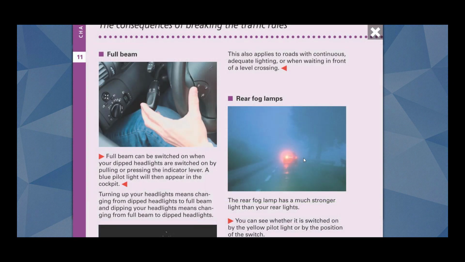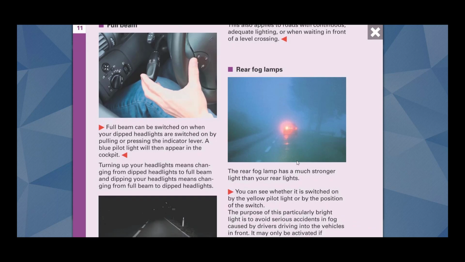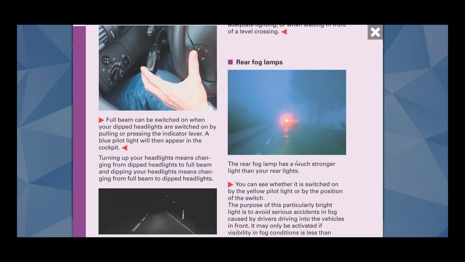And also one important thing is these rear fog lamps can cause a dazzling effect to those who are following you. So you should use them only when the visibility is reduced to less than 50 meters, and you should drive at a speed of 50 km per hour whenever you're using rear fog lamps.